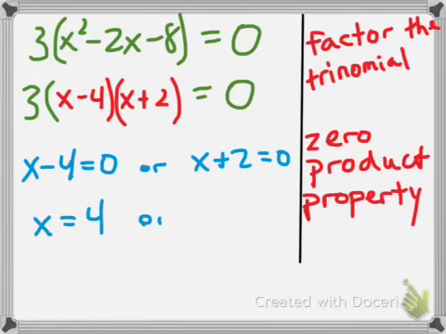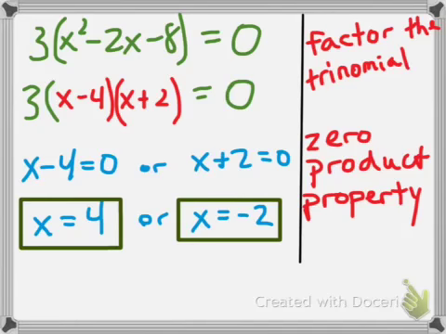Yeah, it could be if x equals 4. Then could x plus 2 be equal to 0? Sure, if x equals negative 2. Plug it in if you don't believe me. If x equals 4, then 4 minus 4 is 0. If x equals negative 2, then negative 2 plus 2 equals 0.